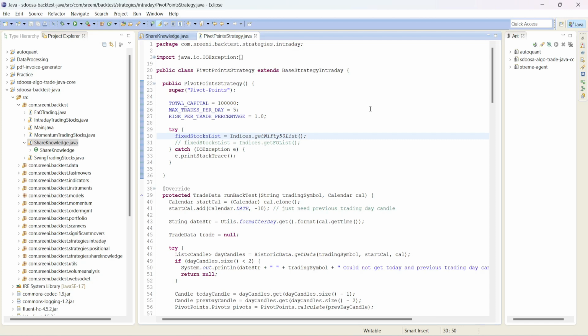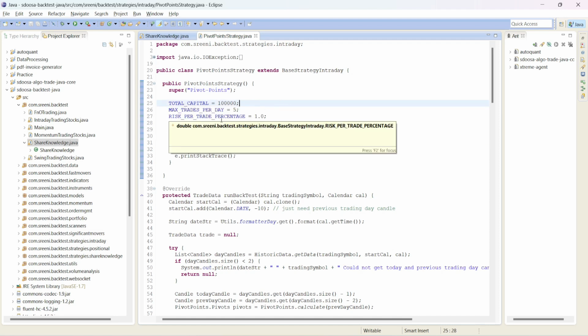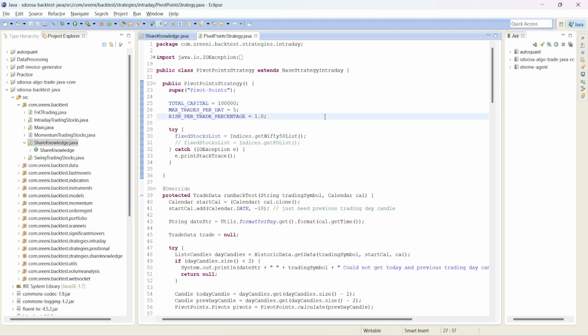Let us backtest this pivot point strategy based on the rules we discussed just now. Here is the code I have written in Java for the pivot point strategy. Before running the backtest, let me explain a few important points. The total capital I'm going to consider is 1 lakh, just like in the previous video. The risk per trade we are going to take is 1%. That means we are going to risk 1000 rupees on each trade when the stop loss hits.